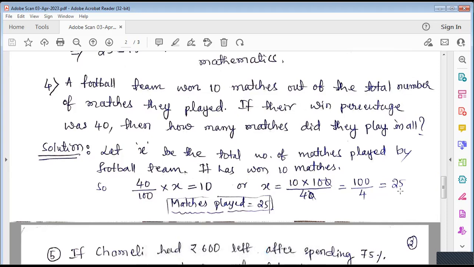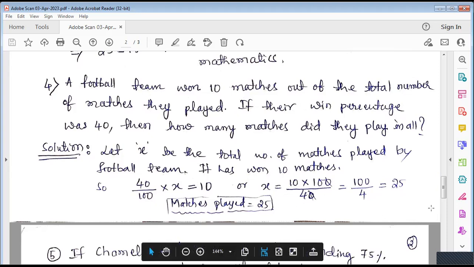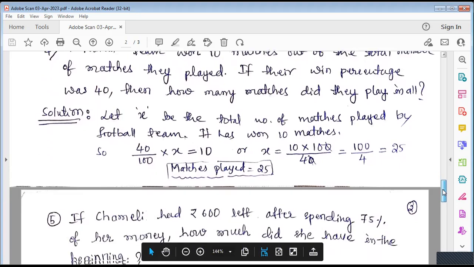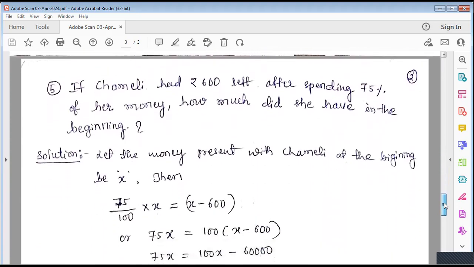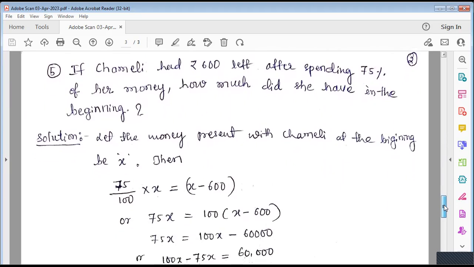That means the football team has played a total of 25 matches. So this is the answer. Fourth problem is over. Let us see what is there in the fifth problem. In the fifth problem, if Chameli had rupees 600 left after spending 75% of her money, how much did she have in the beginning?